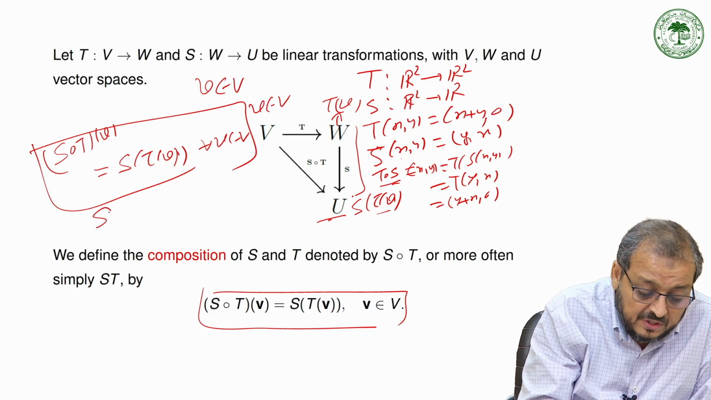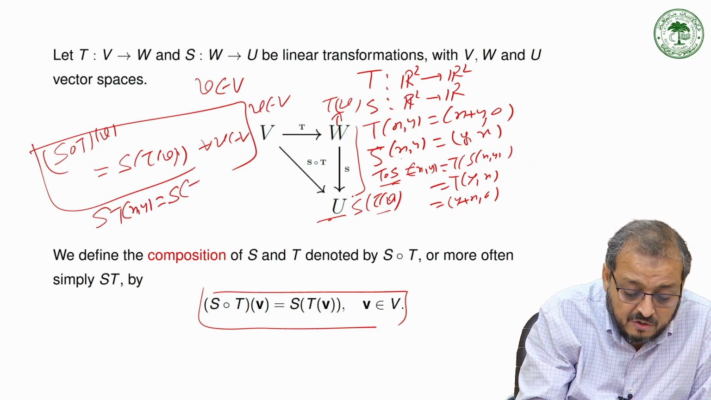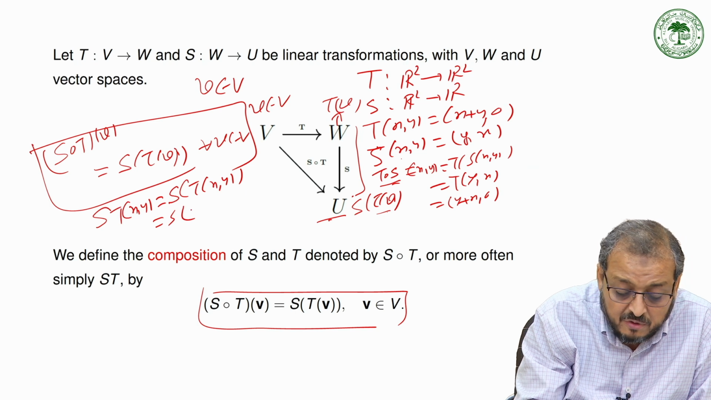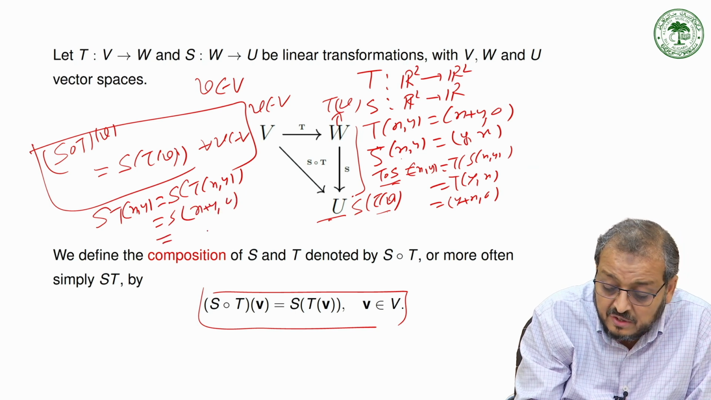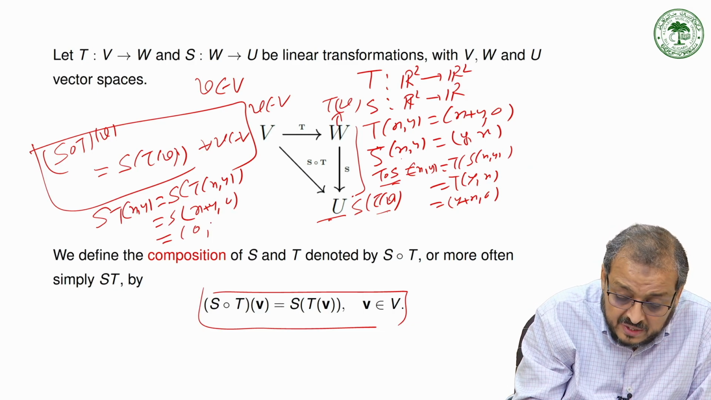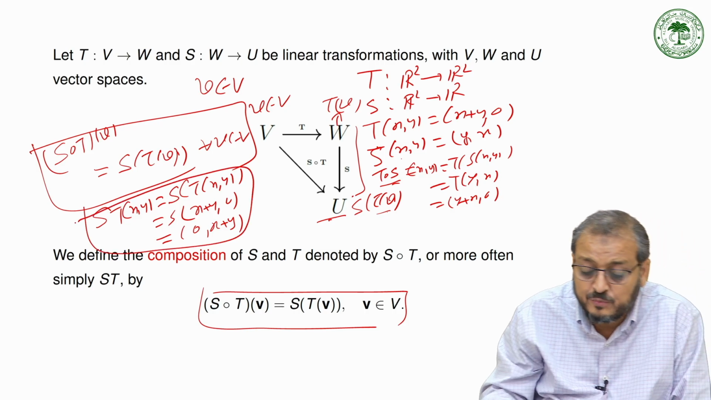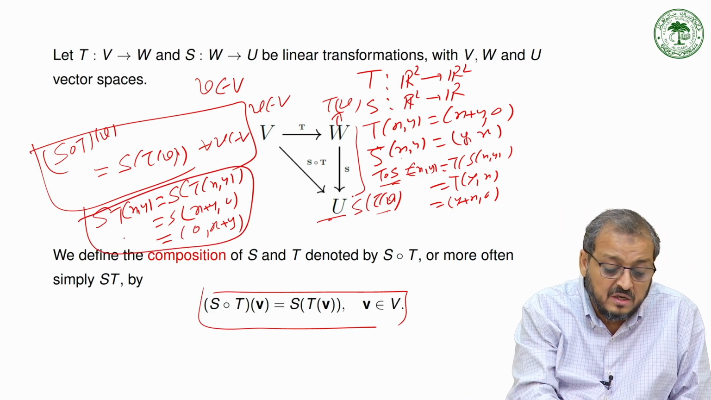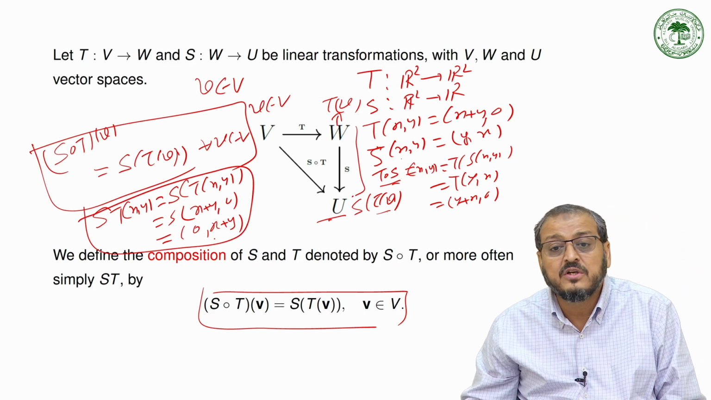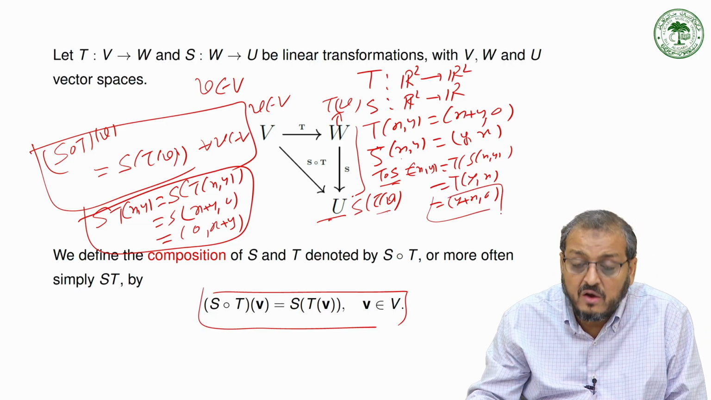Now for S composition T, we just take (X, Y), representing the T of X, Y, then S of T of (X, Y), and this is nothing but X in the form of this, X plus Y comma 0. This is nothing but Y equal to 0, and X equal to X plus Y. So clearly we can say that S composition T of (X, Y) is (0, X plus Y), and T composition S of (X, Y) is equal to (Y plus X, 0).